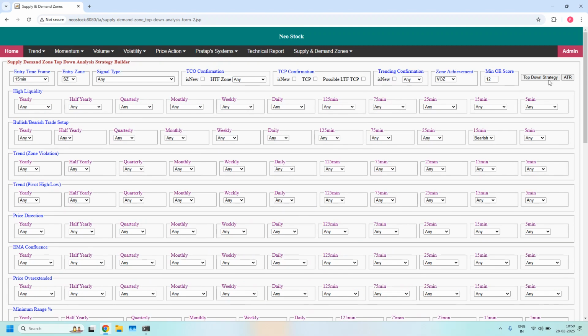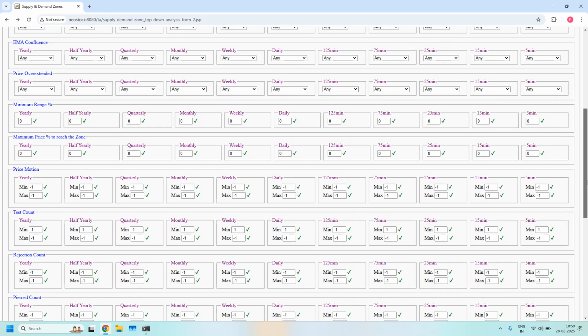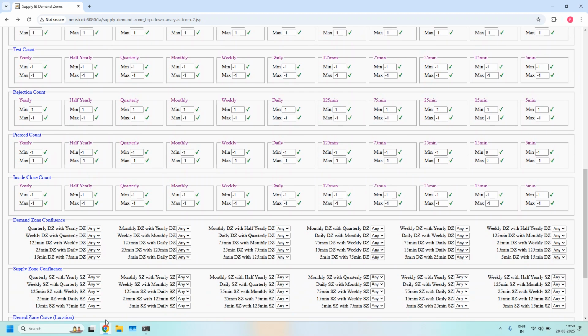With all the three filters, we got 15 stocks. All these 15 stocks are supporting bearish trade setup for daily income trade. Out of these 15, there could be some high probability trade setup supported zones available. Let us filter. First filter is based on LTF and ITF supply zone confluence, that is 15 minutes and 75 minutes supply zone confluence. I am enabling the filter.